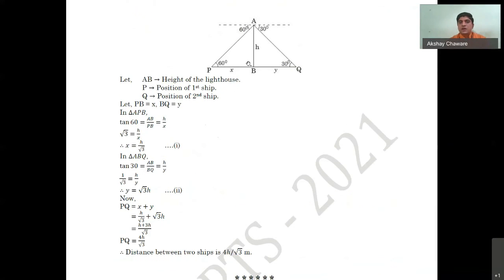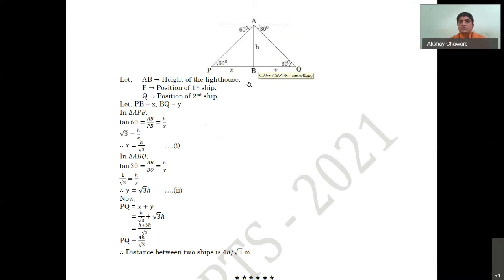So here AB is the lighthouse, the angle of depression of the ship at position P is 60 degrees, and the angle of depression of the ship at position Q is 30 degrees. So using the alternate angle property, 30 degrees, 30 degrees, 60 degrees, 60 degrees. So we can say angle APB and angle AQB are 60 and 30 degrees respectively.